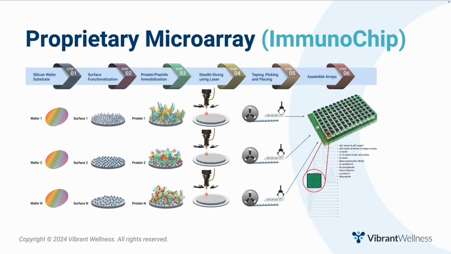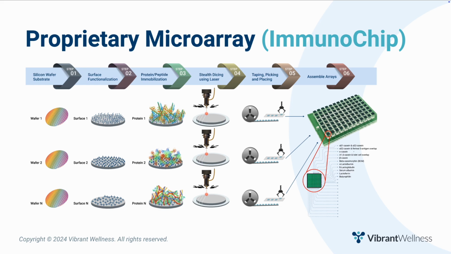Vibrant measures antibody levels using a proprietary microarray plus chemiluminescence. The microarray works similar to ELISA methodology. However, instead of one antigen per well, we can measure up to 96 antigens per well. This is possible because we attach antigens to silicone wafers and dice the wafers into tiny microchips.